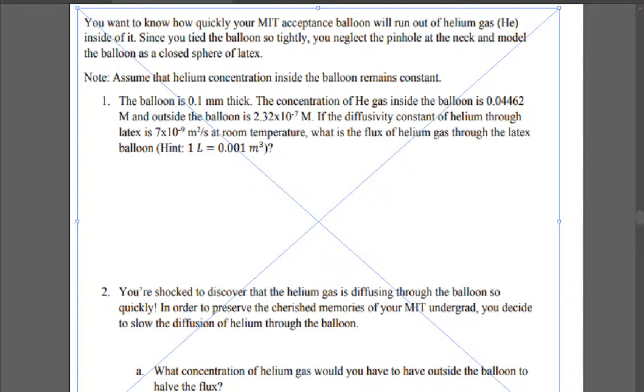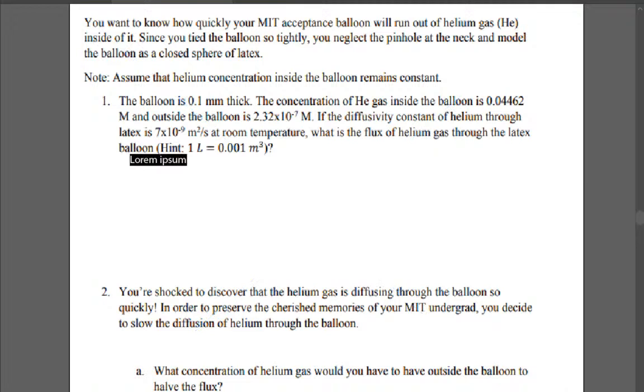The balloon is 0.1 millimeters thick. Okay. When we have something with thickness, I know that this must be dx, which would equal 0.1 millimeters. Or we can basically state that this would be 10 to the power negative 1, so that would be 10 to the power negative 4 meters. Why not? The concentration of helium inside the balloon is 0.04462, and outside the balloon is 2.32 times 10 to the power negative 7.